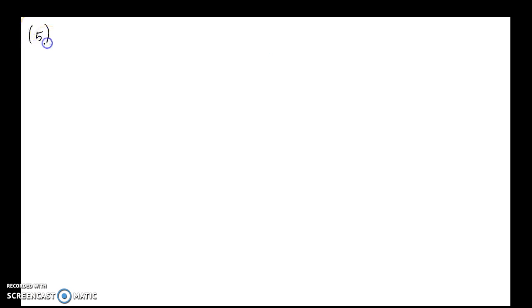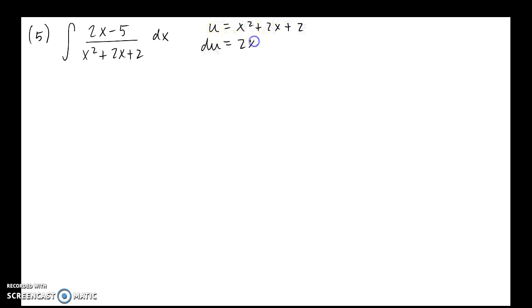Okay. Let's do this one. This one's a little lengthy. All right, antiderivative of 2x minus 5 divided by x squared plus 2x plus 2 dx. Okay, let's try u substitution. If we pick the denominator, the derivative of u is 2x plus 2. We have the 2x, but we don't have the plus 2. Okay, let's try to break up the integral.